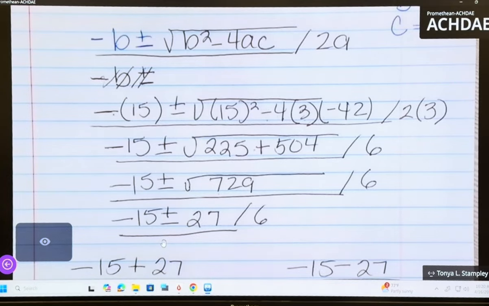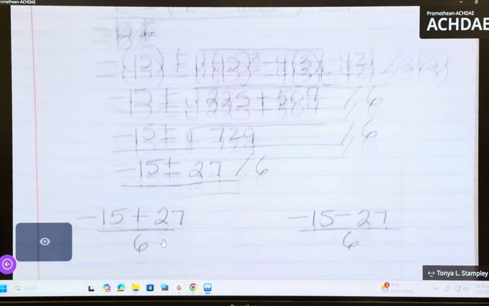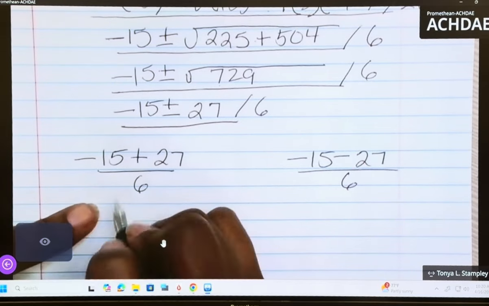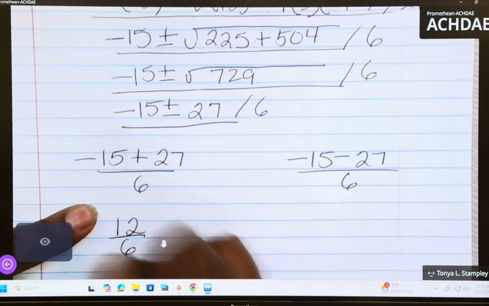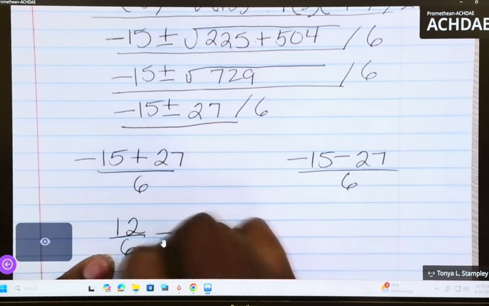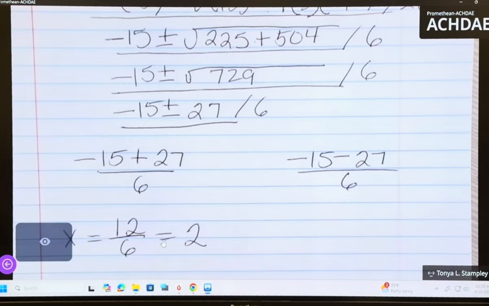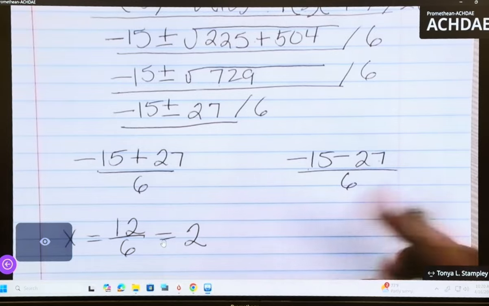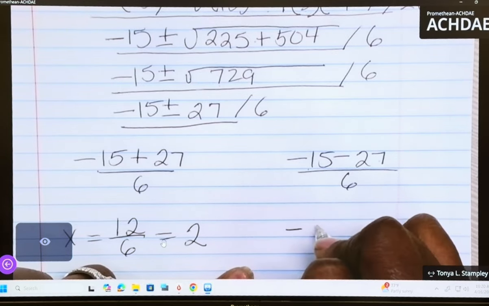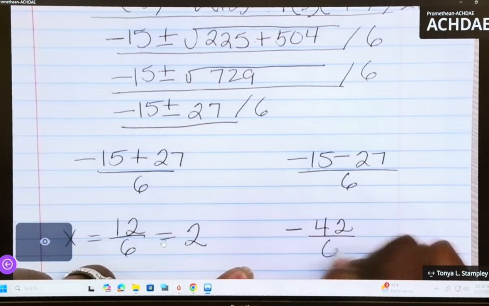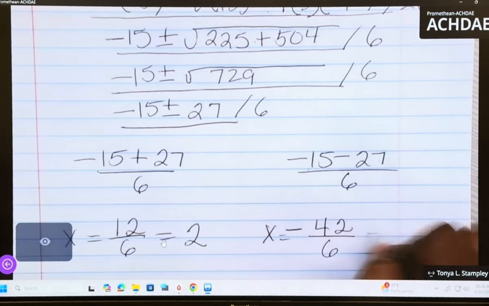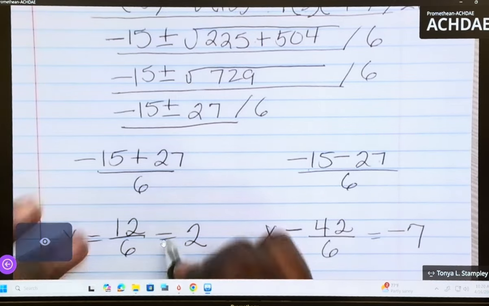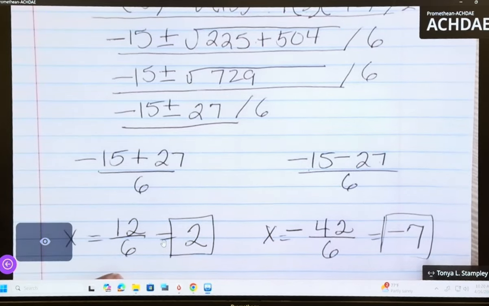Any questions? All right, so what do we get with this? Negative 15 plus 27 is how much? 12. 12 over 6, right? Which is going to give us what? 2. So x equals 2 here. And then you got 15 negatives and 27 more negatives. You're going to have how many negatives? 42 negatives over 6. So your second one is going to be negative 7. So our solutions are positive 2 and negative 7.